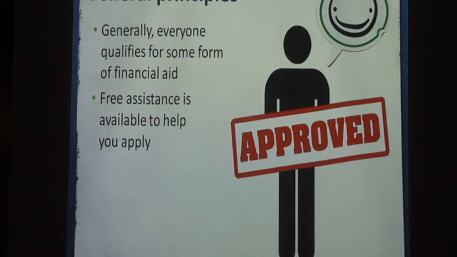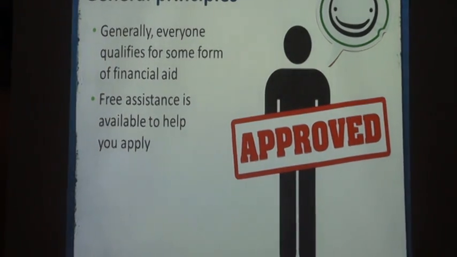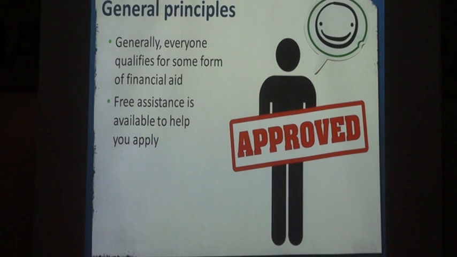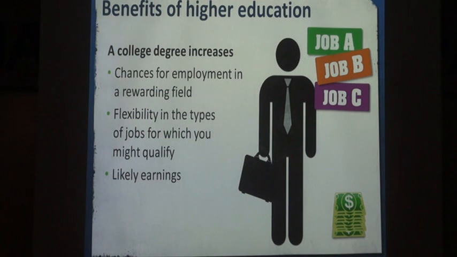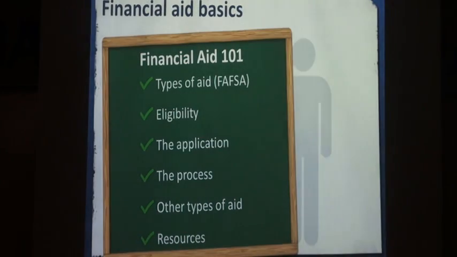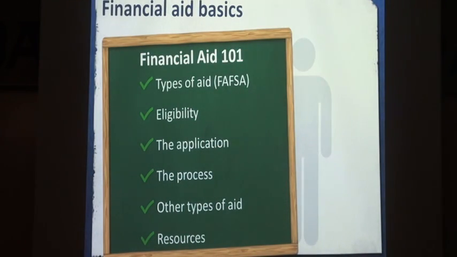All right, so general principles. Let me adjust my camera here. Generally, everybody qualifies for some form of financial aid. Free assistance is available to help you apply. So here are some reasons why you want to go to college: chances for employment in a rewarding field, i.e. teacher, flexibility in the types of jobs for which you might qualify, and the amount of money that you're going to earn.